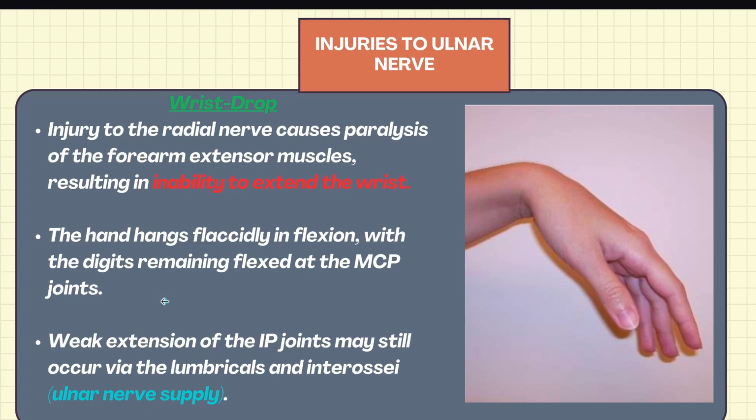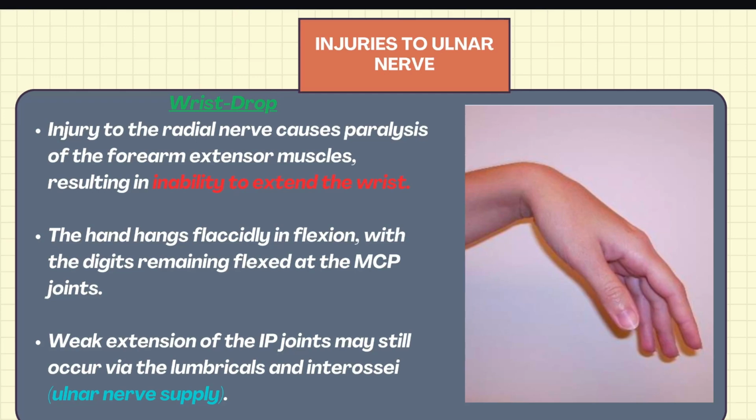Now, injuries to the, I wrote here ulnar nerve, I'll fix that later, however, it's radial nerve, not ulnar nerve. Injuries to the radial nerve are going to cause a wrist drop. A wrist drop means that the patient won't be able to extend his wrist. That's basically the most important thing that you need to know about injuries to the radial nerve. The patient is going to remain with flexed metacarpophalangeal joints. His metacarpophalangeal joint is going to stay flexed and not extended. Weak extension of the interphalangeal joints may still occur.